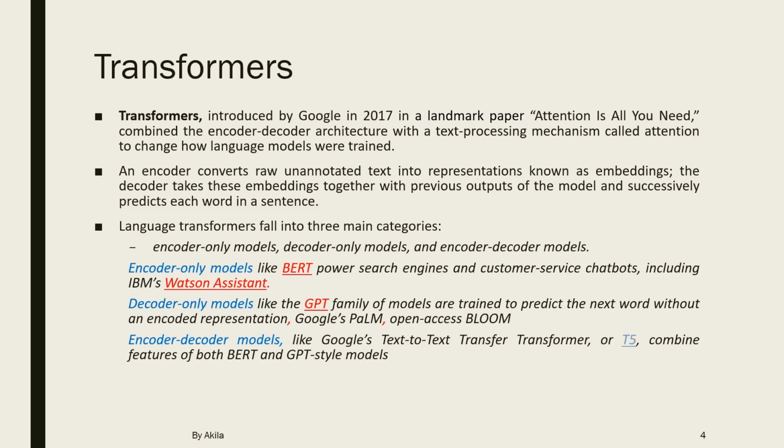An encoder converts the raw and annotated text into representations known as embeddings. The decoder takes these embeddings together with the previous output of the model and successively predicts each word in a sentence. Transformers process the words in a sentence all at once, allowing the text to be processed in parallel, which speeds up the training of the model.